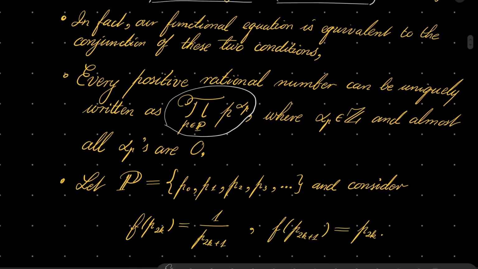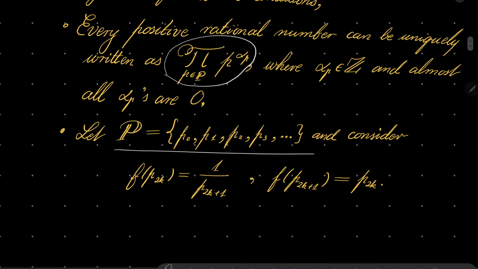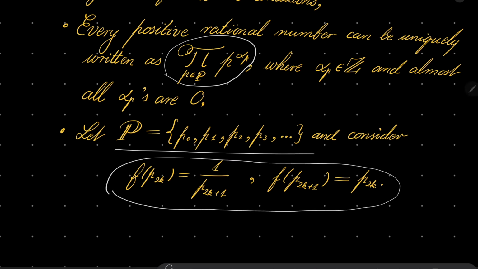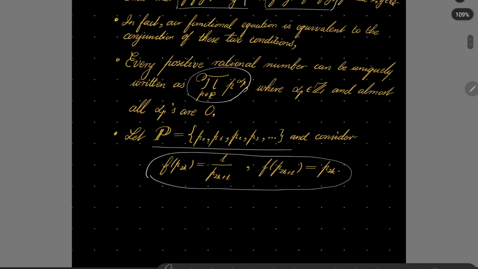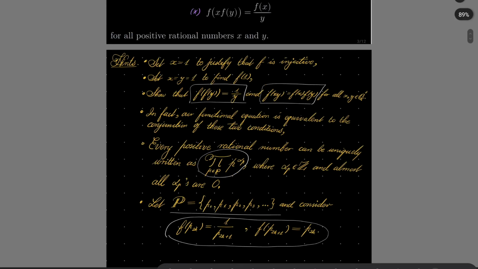And also, to construct this function, enumerate the set of primes as p0, p1, p2, p3, and so on, and consider this function, which maps primes with positive even indices to reciprocals of primes with odd indices, and maps odd primes with odd indices to primes with even indices, and try to build your function from there. So give this problem a try, and I will see you in just a minute.